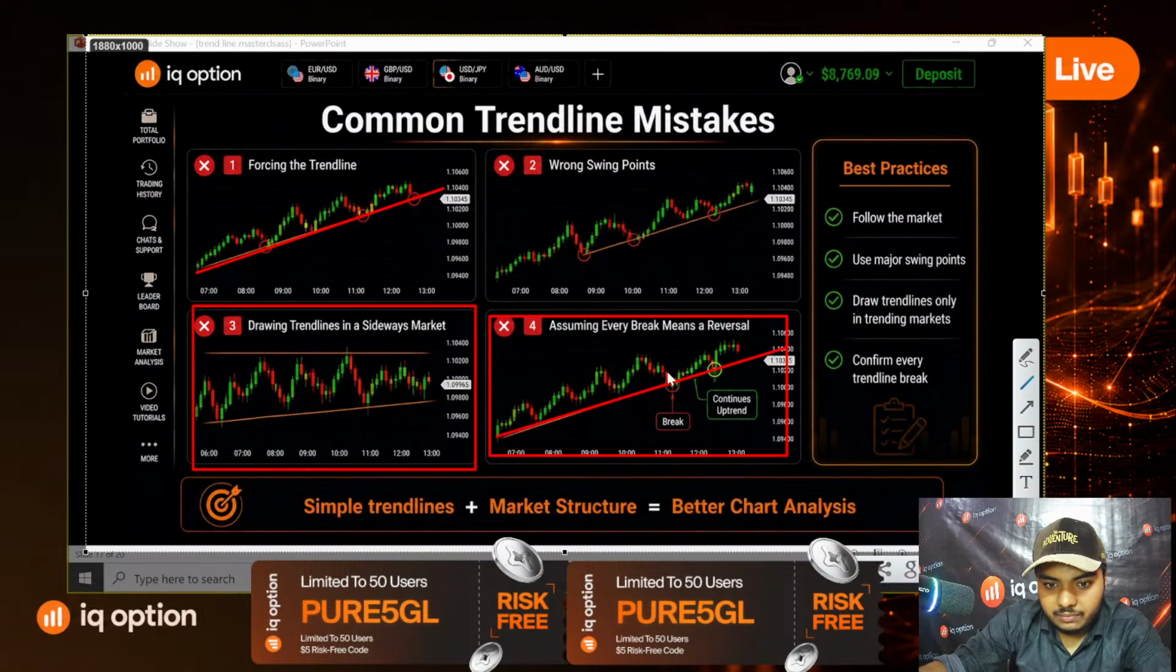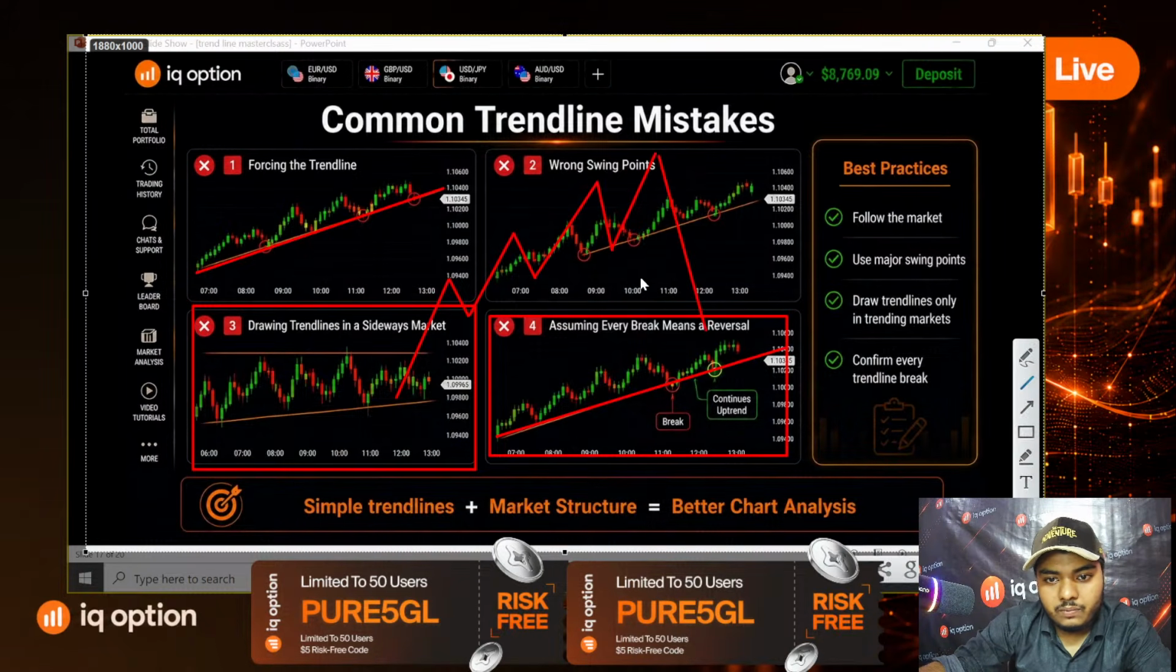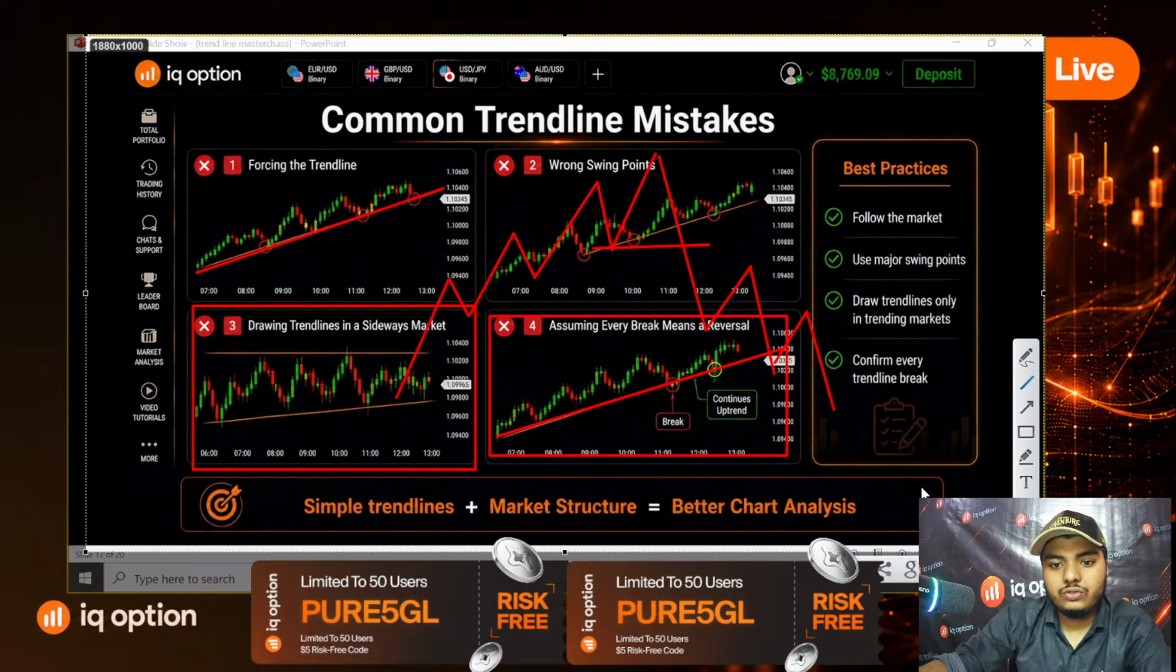If the market breaks below, that doesn't mean the market has changed its trend. Most of the time a trend line breakout actually means the market is just in a correction. It's not a trend change. As we already know, for a reversal or market structure change, the market has to break its previous higher low. After breaking this previous higher low, the market has to make new lower highs and lower lows.